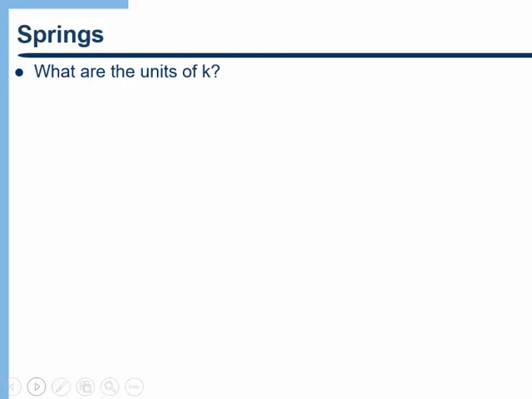Let's take a look at what the units of the spring constant are. Whenever I ask you a question about units, I always want you to first just think about the formula. The spring constant is in the formula. The force of the spring is equal to negative kx. And so what I want to do is simply think about what units k has to have to make this formula correct. We know that the units of force are newtons.